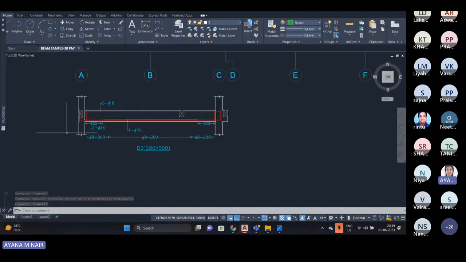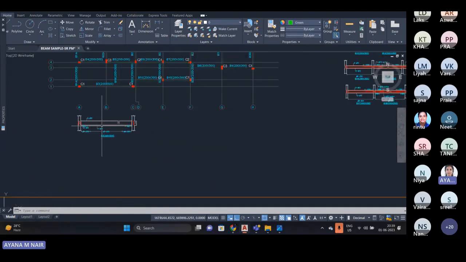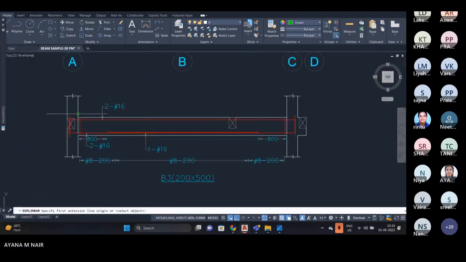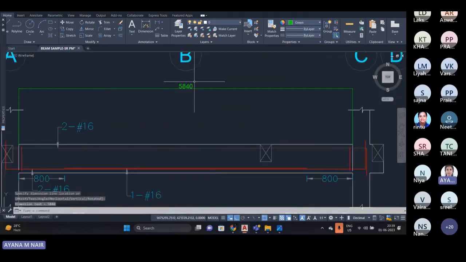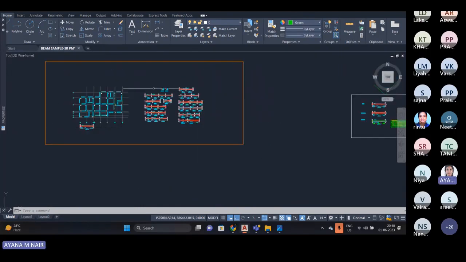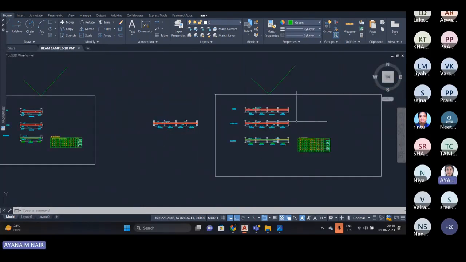Now there is another section we have to consider while drafting beams. For example, this beam is only 5840 mm. So here we do not need to provide the lapping. Usually the lapping is done when the length of the beam is greater than 12 meters. Then you have to provide lapping. For that, I'll show you an example.